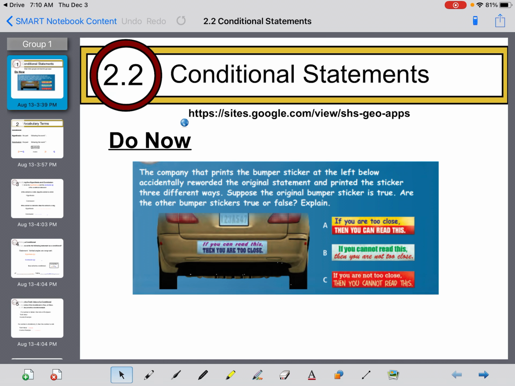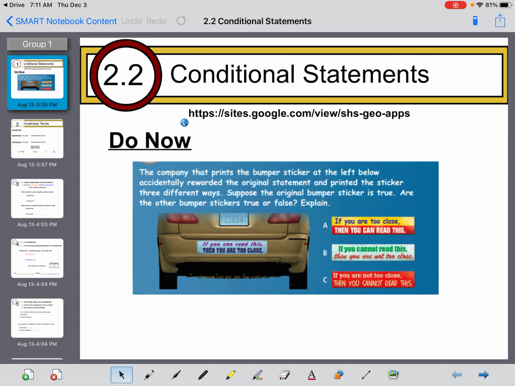All right, everyone, this is section 2.2, conditional statements. Just take a look at the do now. It says the company that prints the bumper stickers at the left and below accidentally reworded the original statement and printed the sticker 3 different ways. Suppose the original bumper sticker is true. Are the other bumper stickers true or false?